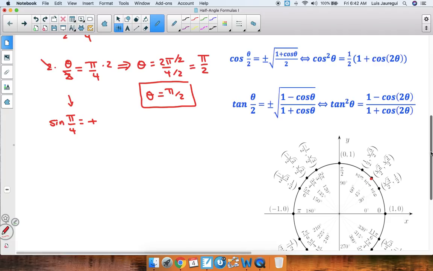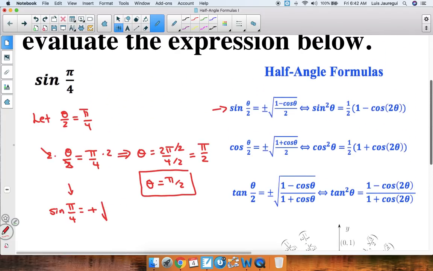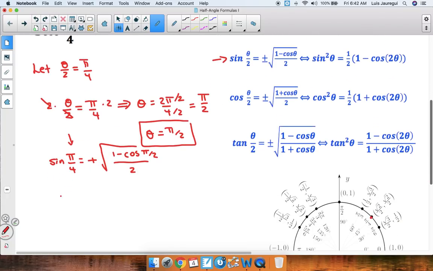square root. So we take the positive square root of 1 minus cosine of theta, but cosine of theta here will be cosine of pi over 2, all over 2. So rewriting this, we get that sine of pi over 4 is equal to the square root of 1 minus cosine of pi over 2, all over 2. Let's come to the unit circle. Here's pi over 2. Cosine is associated with the x-coordinate, which is 0 in this case. So we have 1 minus 0 over 2.